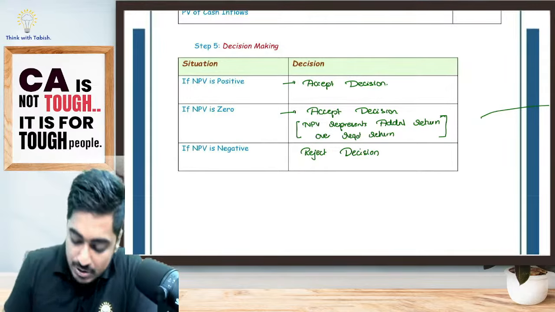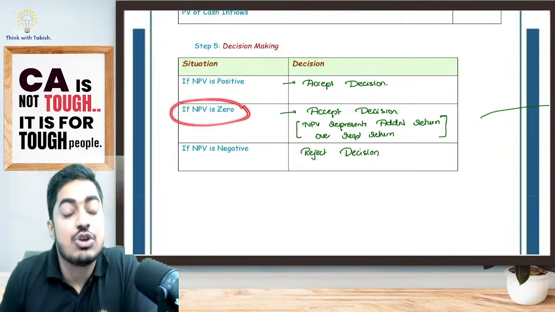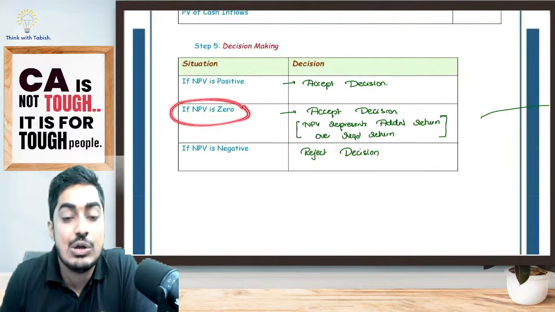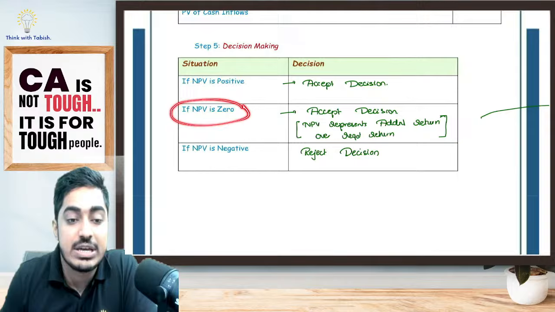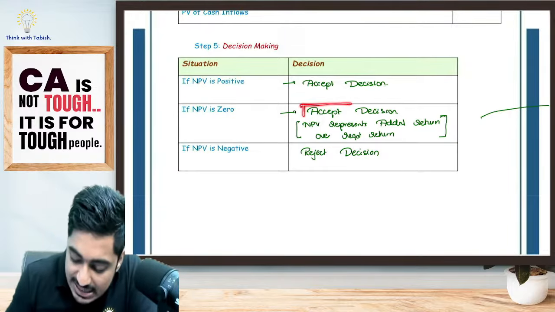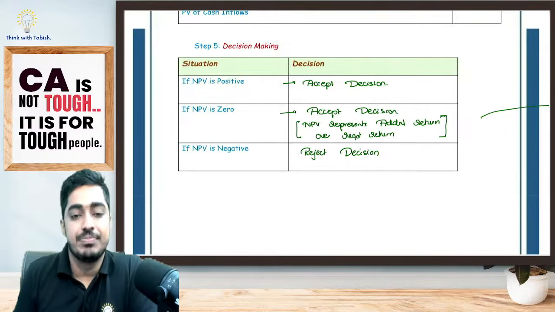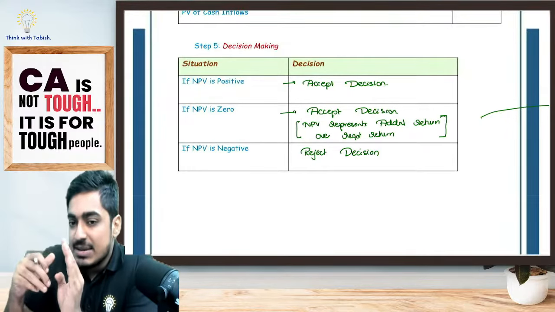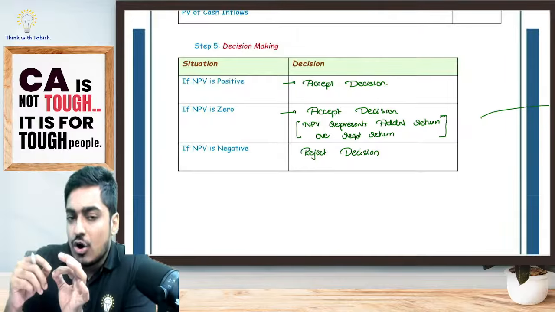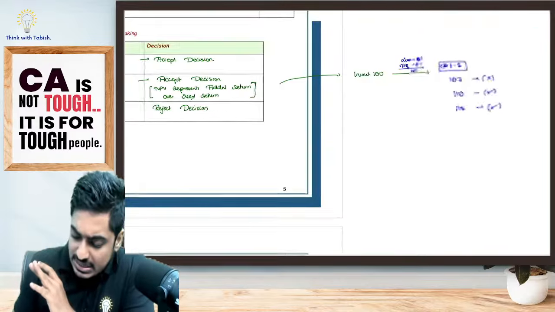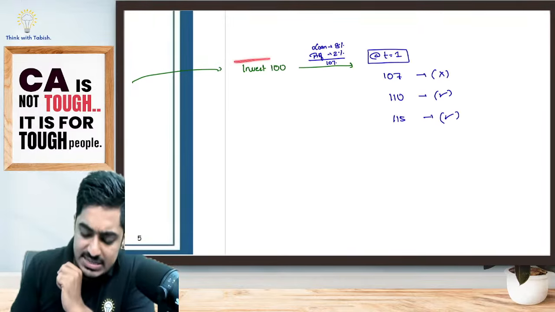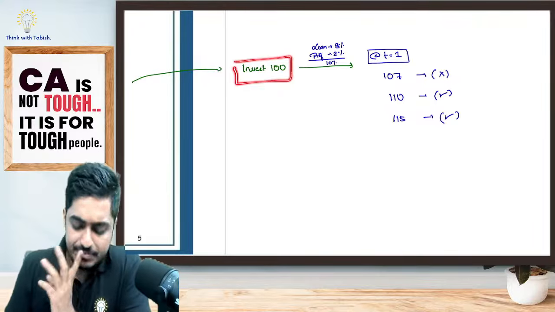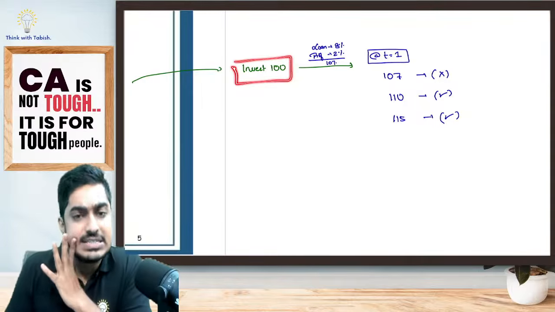Now comes a very important thing. Sir, if NPV is 0, what should I do? Should I accept or should I reject? The answer is we will still accept the decision. Because understand, students, what is NPV telling? NPV is telling how much extra return I have earned. In very simple terms, I'll tell you. Imagine I invested 100 rupees today. I'm telling I want 10% return.